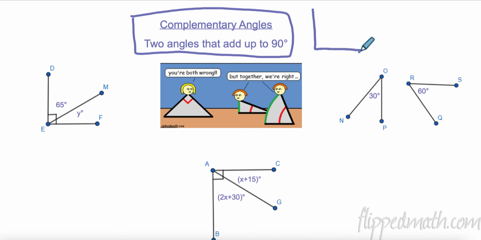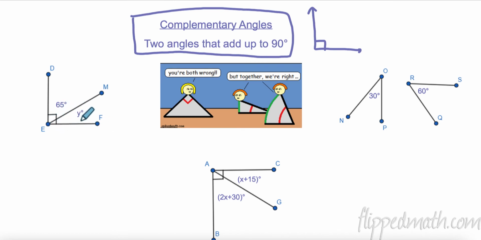Remember, how will you know if it's 90 degrees? Well, they could tell you they're complementary, then you would know they add up to 90. You could add them up to see if they're 90, or you could see this box right here to know that that's a 90-degree angle. So if we look over here, we have 2 angles, angle DEM and angle MEF, and they are 90 degrees.